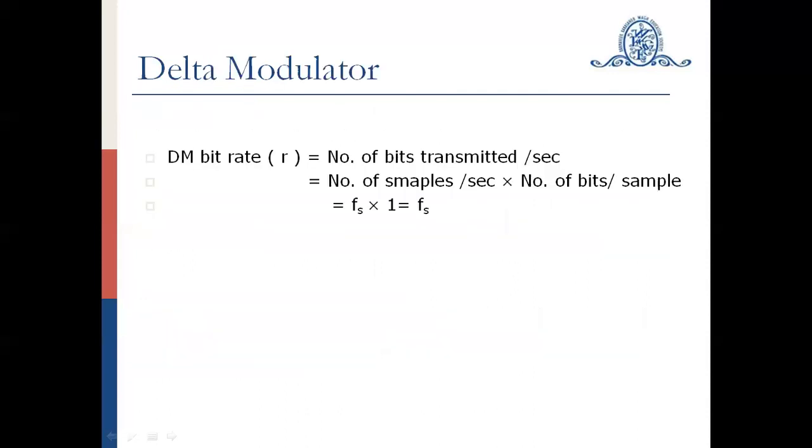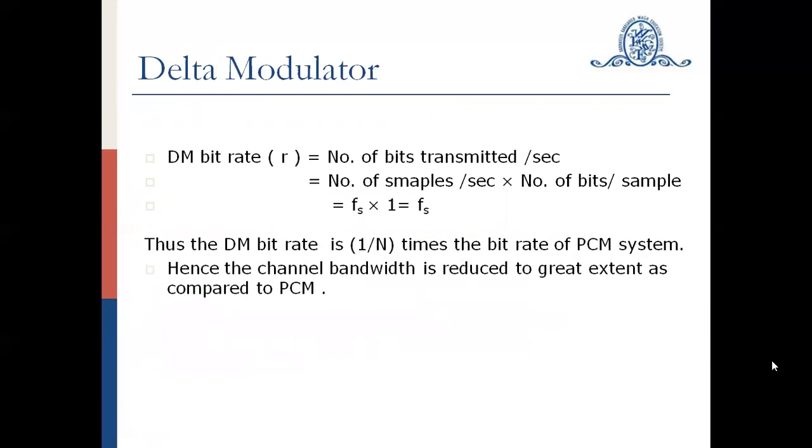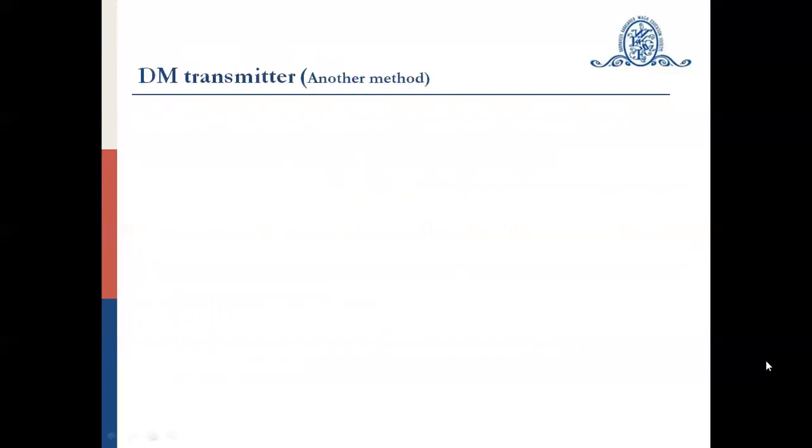Now let us see what is the bit rate of delta modulation. Here it is represented with R, and it is equal to the number of bits transmitted per second. So what you will be getting is Fs into 1, because the number of bits transmitted is 1. So the delta modulation bit rate is Fs. Thus, you can say that the delta modulator bit rate is 1 by n times the bit rate of the PCM system. Hence, the channel bandwidth is reduced to a great extent as compared to PCM.